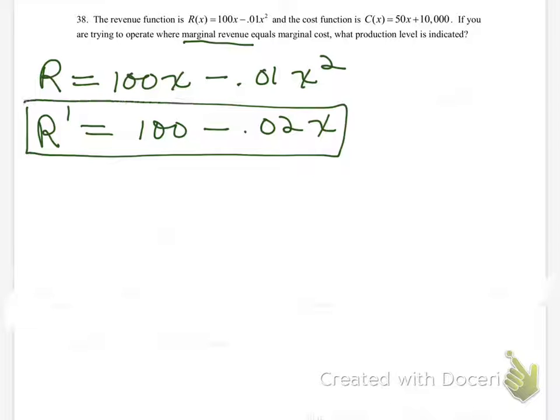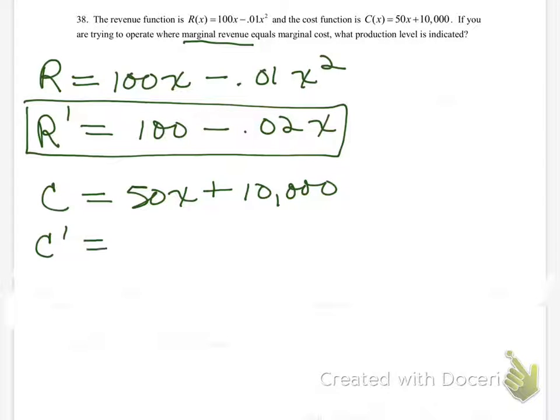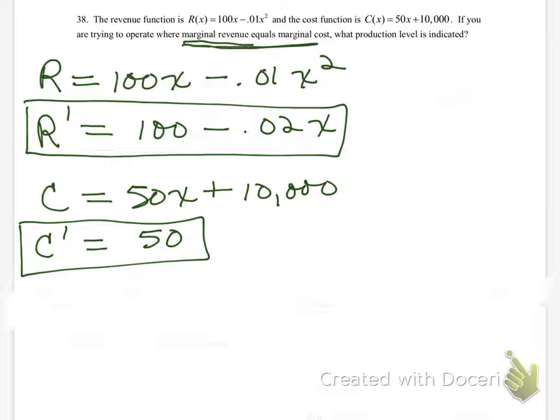Then you're going to need to get marginal cost. So cost equals 50x plus 10,000. Therefore marginal cost is going to be just 50. Okay, so you're going to set marginal revenue equal to marginal cost because that is what they're asking us to do right there.